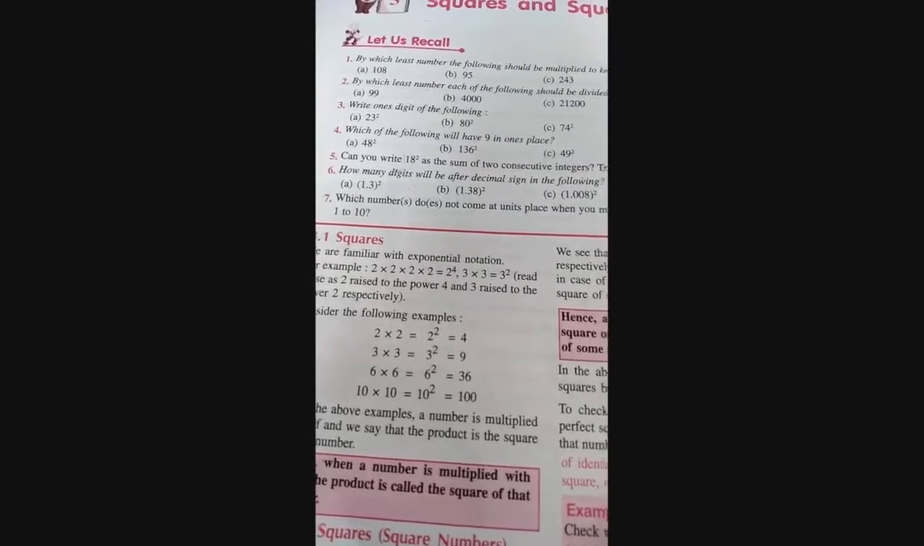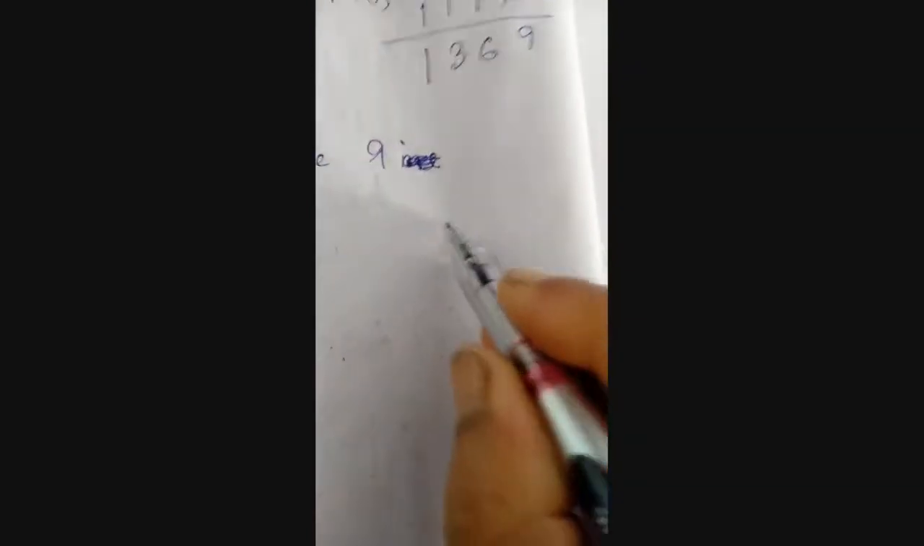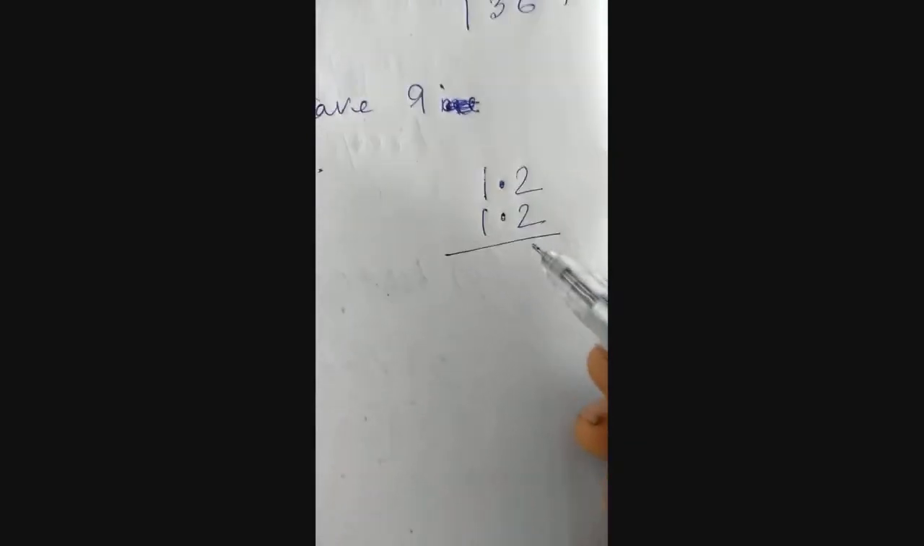Say when you are having a number, for example, let us take here 1.2. When we multiply it by the same number, the digits after the point, how many are there after the point? There are 2. So the decimal point will be placed before the last 2 digits.